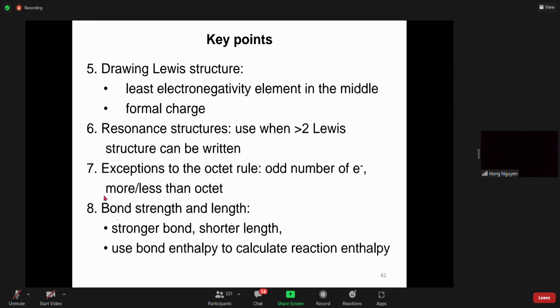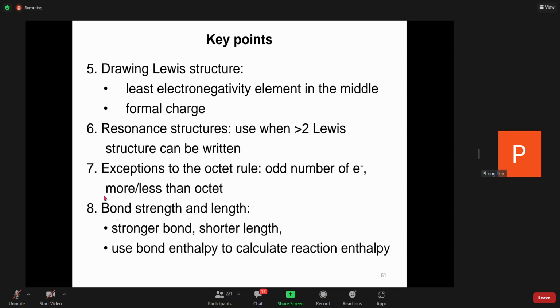We described the resonance structure when we have two or more correct Lewis structures. To be very honest, the resonance structure is quite formal. The real one, the actual one, is the experimental observation. And when you learn about the octet rule, you will have several exceptions.